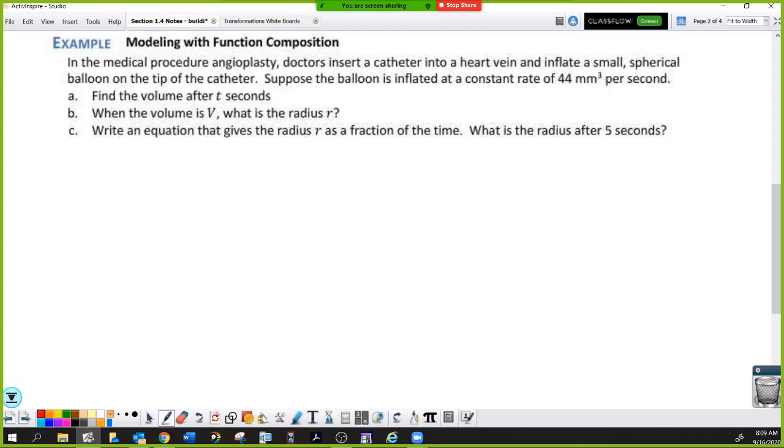First we have to find the volume after an unknown amount of time, and then we say, oh, well, when the volume is capital V, what's the radius, R? And this says write an equation. And then we have to use the equation to solve some stuff. Okay.